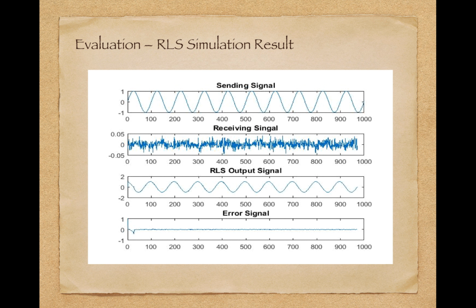Next, let's talk about the RLS simulation result. The sending signal is the same as in LMS, and the receiving signal is in the second part. The output after going through the adaptive equalizer is the third part of the result, and the convergence speed of our signal is shown at the end.